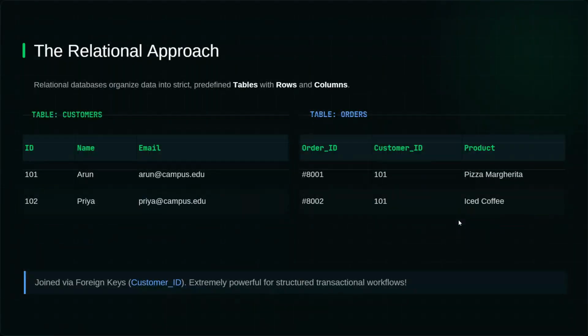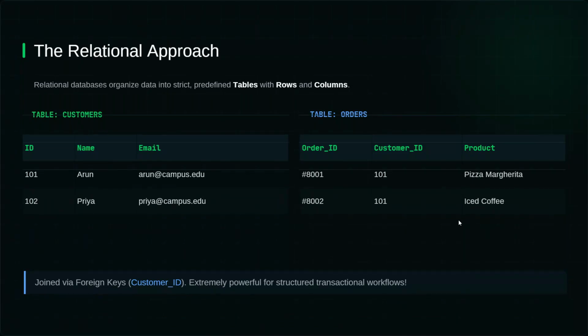So this is the relational approach. For decades, the relational approach ruled the world. It organizes data into strict tables with fixed rows and columns. For example, you have a customers table and an orders table connected by a foreign key like customer ID. Quick show of hands. How many of you have worked with SQL queries or joins before? SQL is incredibly reliable for structured financial ledgers. But what happens when our data isn't perfectly relational?